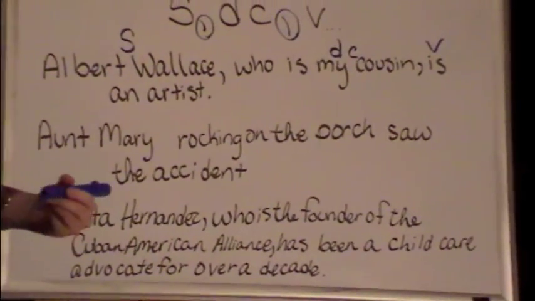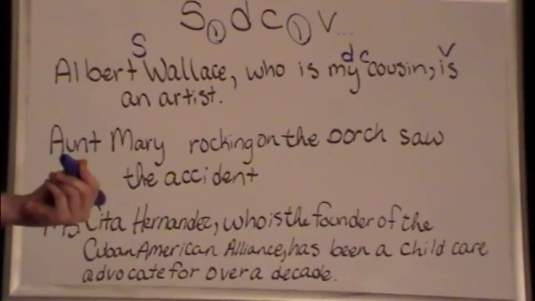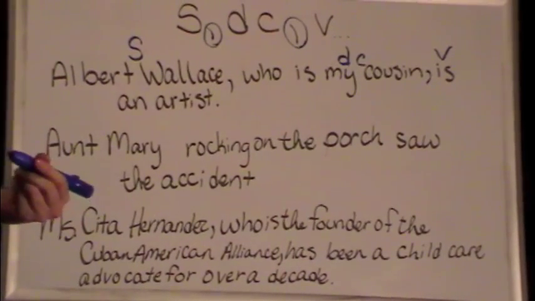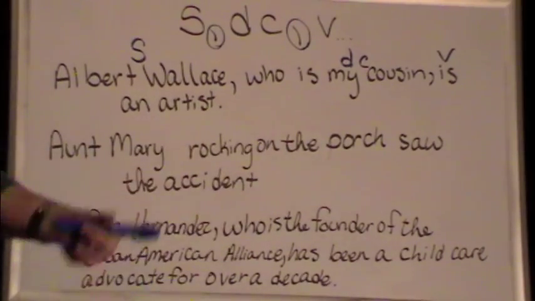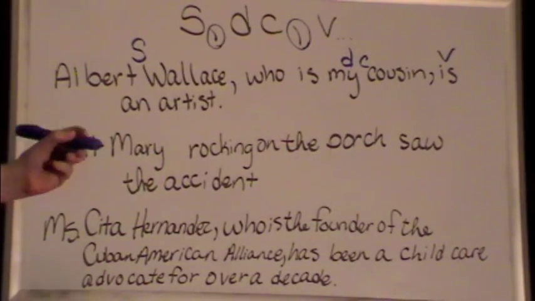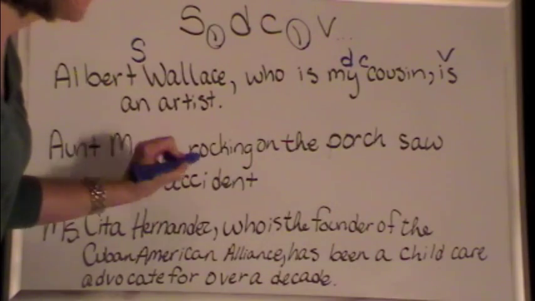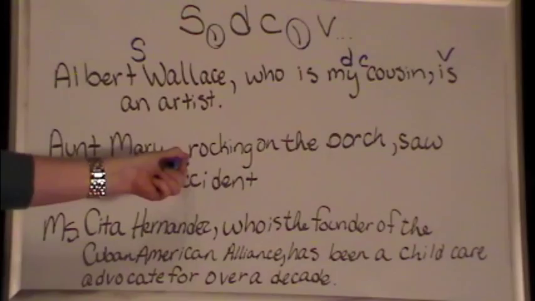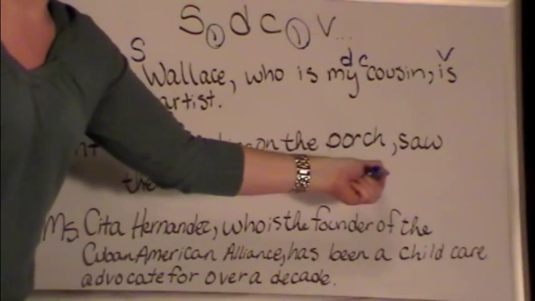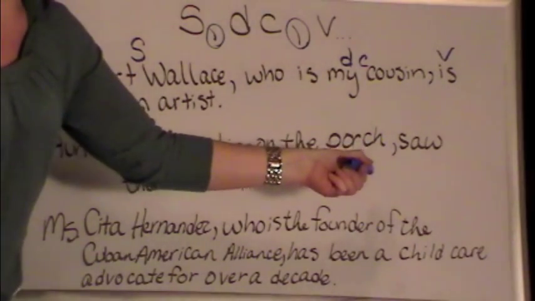Okay, now next we've got this sentence right here. Aunt Mary, rocking on the porch, saw the accident. Okay, same thing. This information right here in the middle of the sentence, rocking on the porch, it's extra. Therefore, we need to place a comma here and a comma here. When there is a comma here, there will always be a comma here. They come in pairs. Got it?